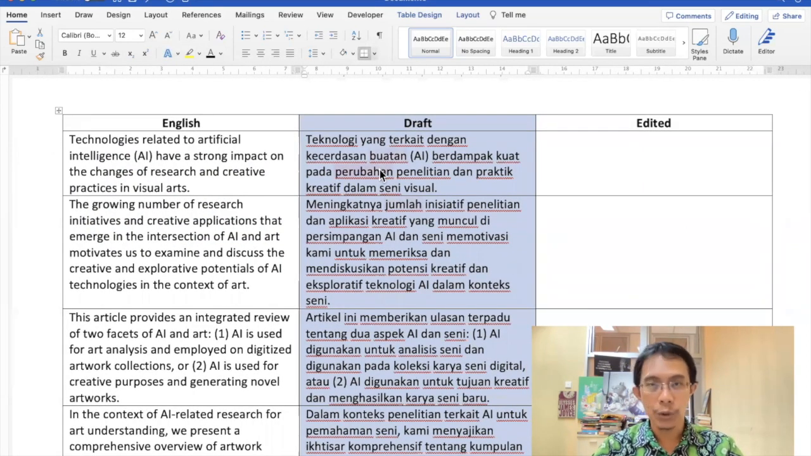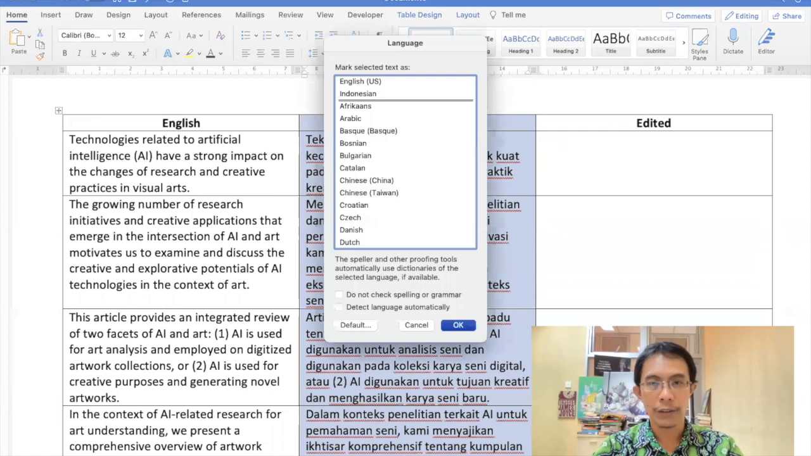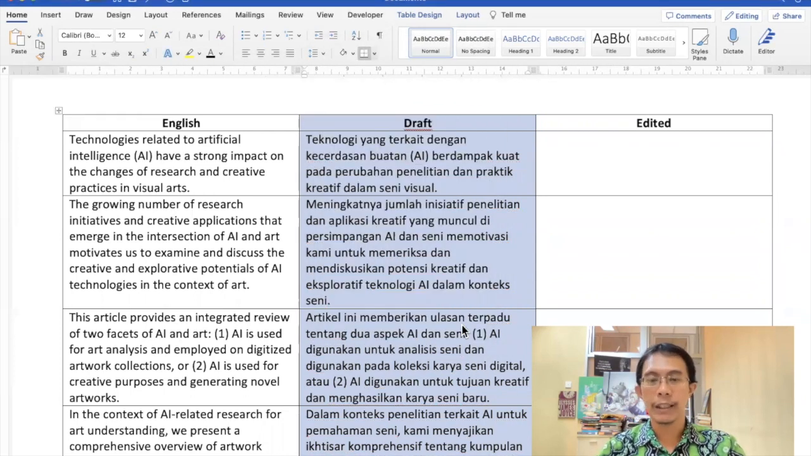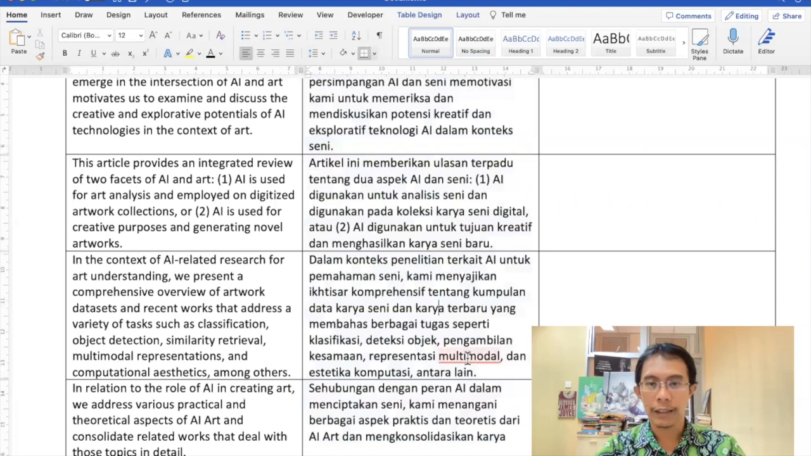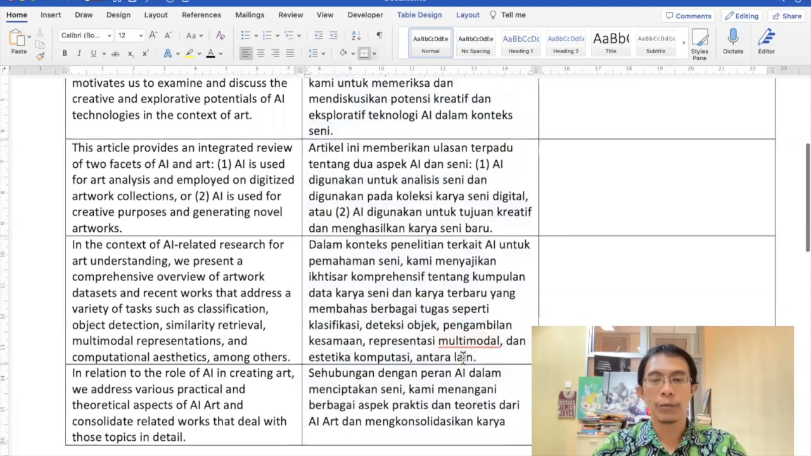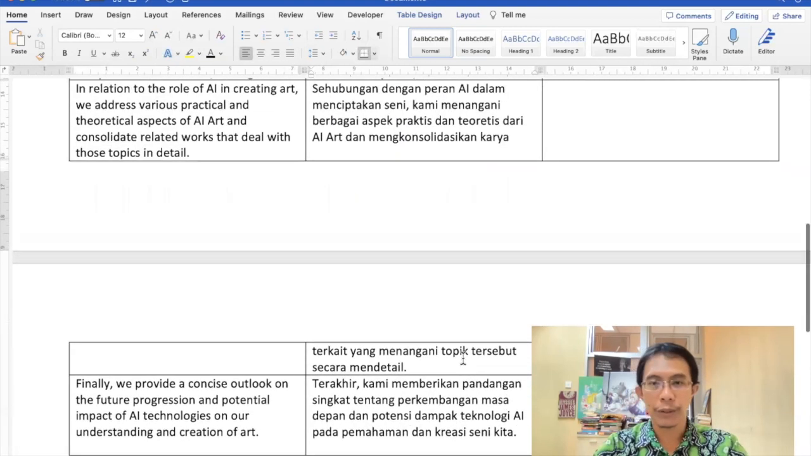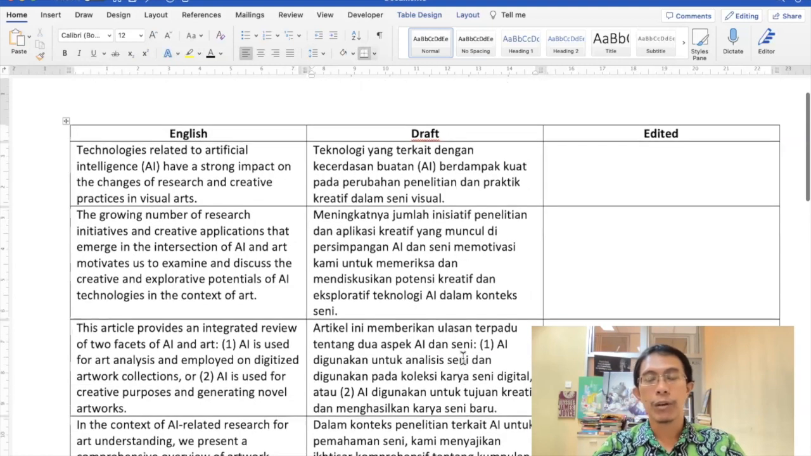As usual, when you translate into Indonesian, set your language into Indonesian. So here, still like that, select it like that, and then pick Indonesian. This will help you a little bit in seeing if there is any typographical mistake or typo in Indonesian. Like here, you can scan through it, and here you have multimodal. Should we use it like this, or should we use another term? That's your decision. But at least we know if there is any typographical error. Okay, that's the second thing.